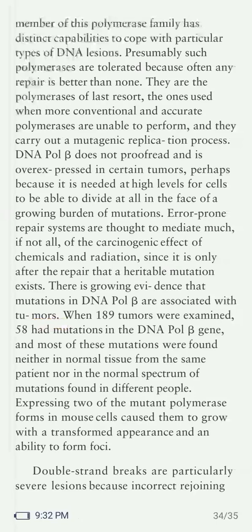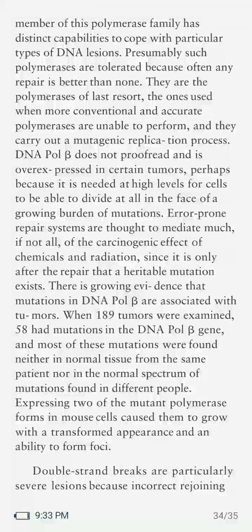Error-prone repair systems are thought to mediate much, if not all, of the carcinogenic effect of chemicals and radiation, since it is only after the repair that a heritable mutation exists. There is growing evidence that mutations in DNA pol beta are associated with tumors. When 189 tumors were examined, 58 had mutations in the DNA pol beta gene, and most of the mutations were found neither in normal tissue from the same patient nor in the normal spectrum of mutations found in different people. Expressing two mutant polymerase forms in mouse cells caused them to grow with a transformed appearance and an ability to form foci.